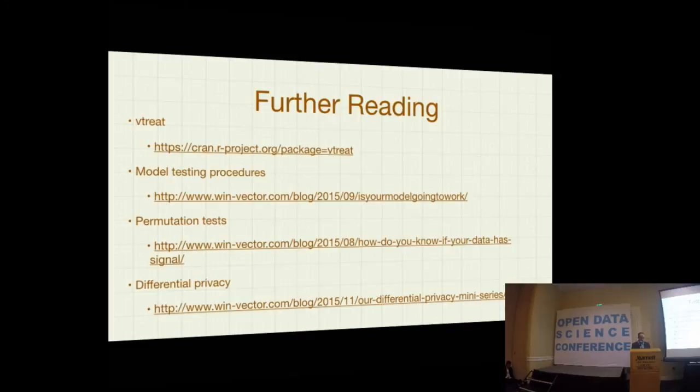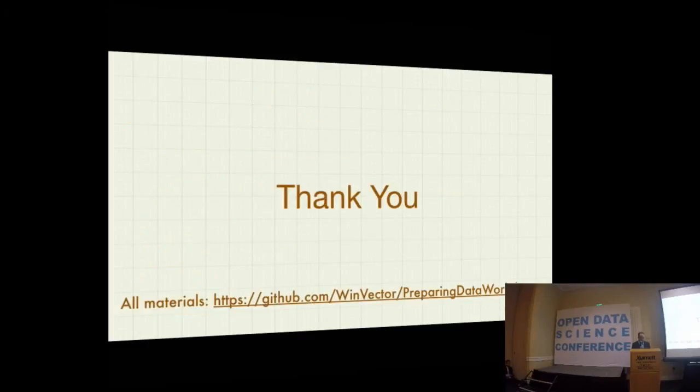Nina's got some neat work on permutation tests, and we also recently wrapped up a series on differential privacy where we cover both the Dwork paper, which basically made stepwise regression safer, and also the counts effects, where you make nested models safer. All the materials are available here on GitHub, including these slides in the subdirectory.